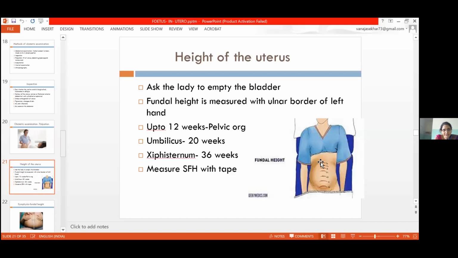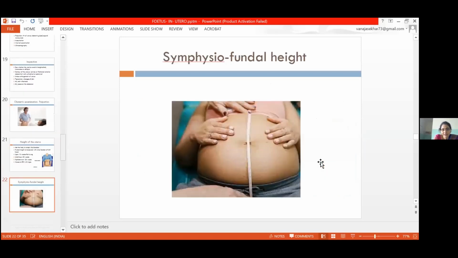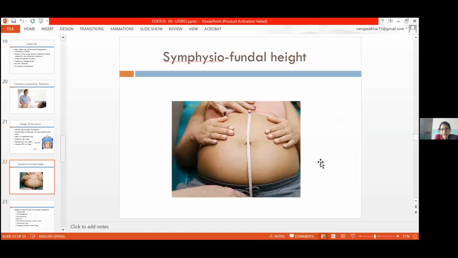Next, you have to measure the symphysiofundal height with the tape and note down the height of the uterus in centimeters. Later, you have to see the girth and calculate the estimated fetal weight by Johnson's formula.